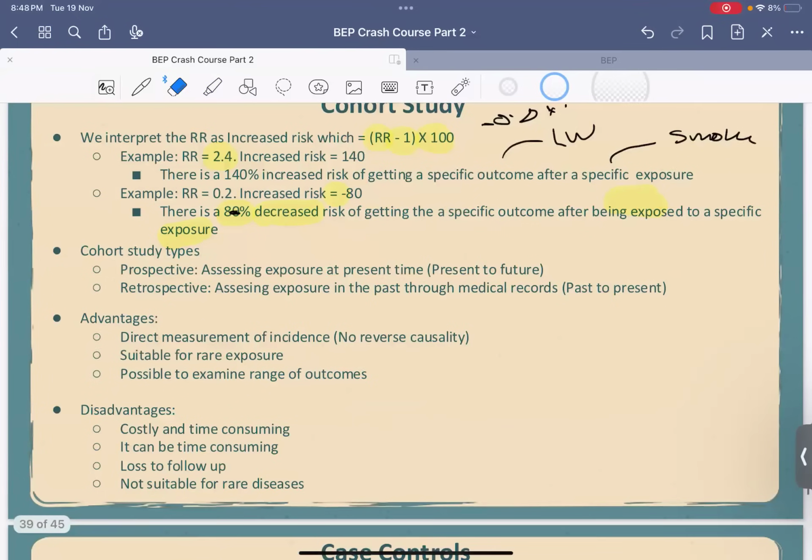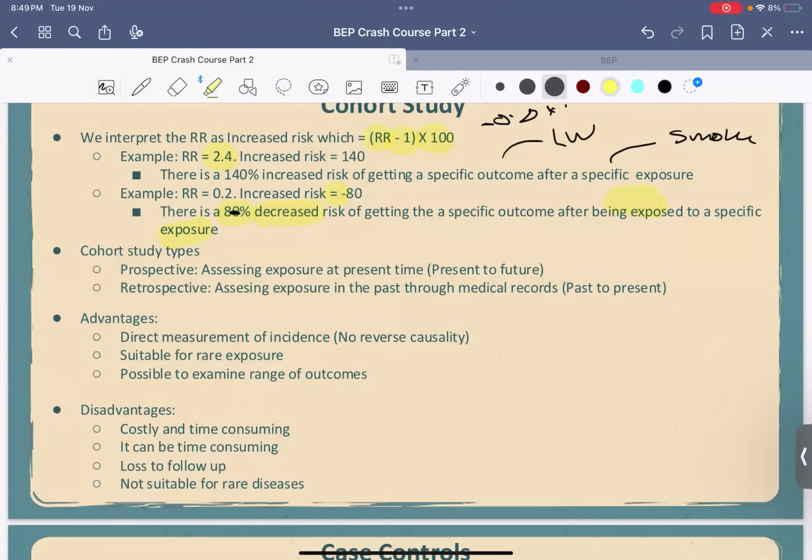Hope that makes sense. So there are two types of cohort studies. We have prospective and we have retrospective. From the names, pro means in the future or after. So we assess the exposure at present time. Right now, I go to the hospital, I collect a couple of pregnant ladies, some who smoke, some who don't smoke. And then in the future, when they give birth, I see if their babies were low weight or normal. So this is prospective.